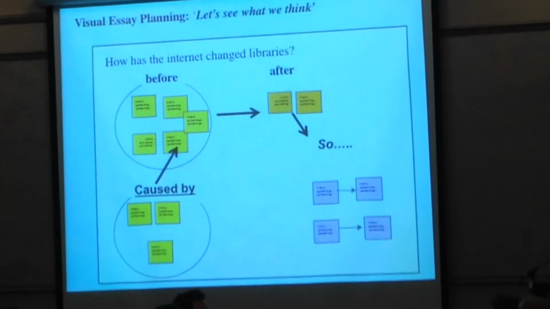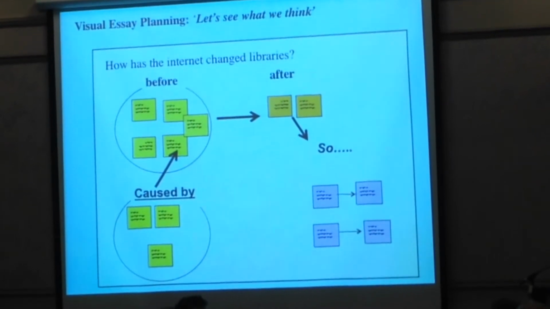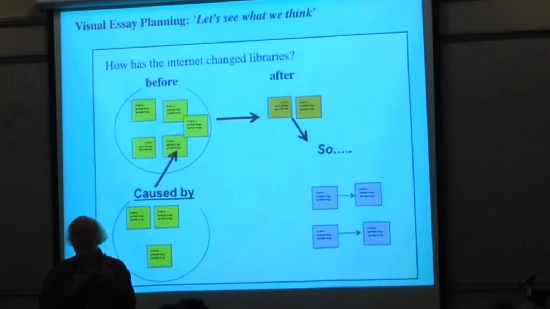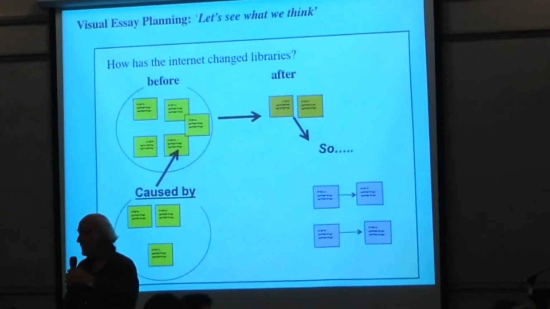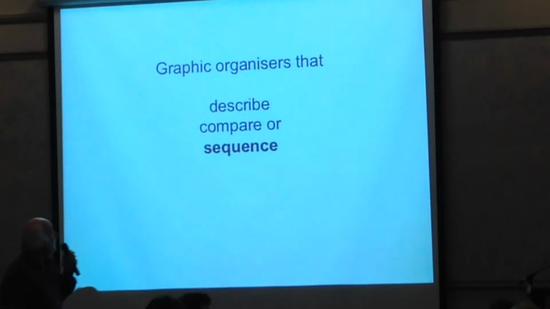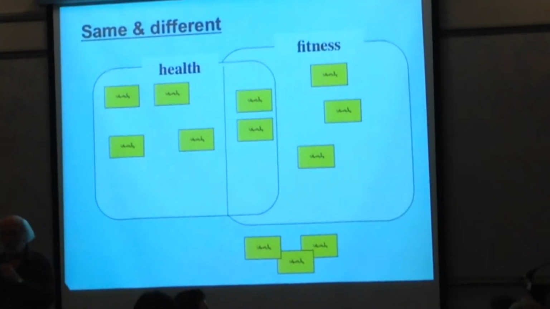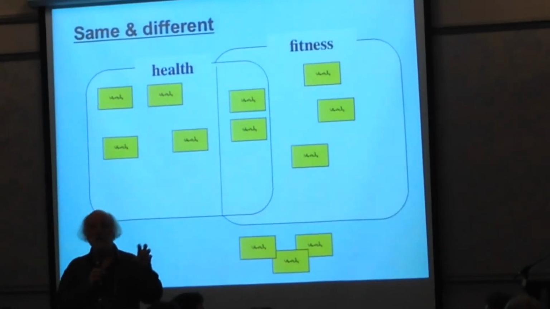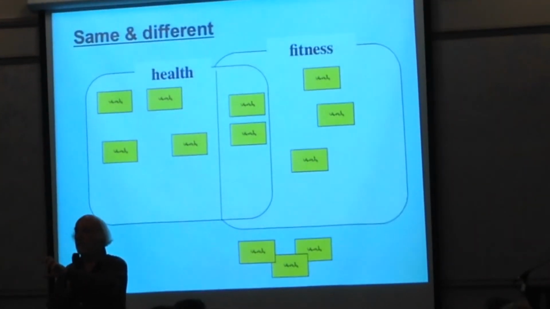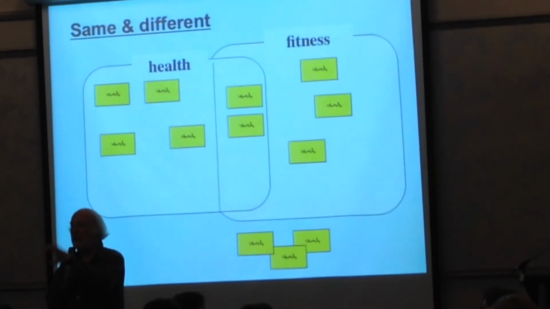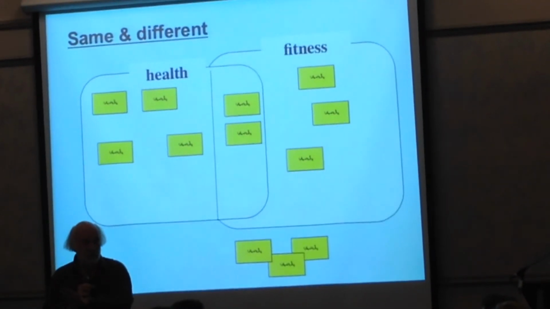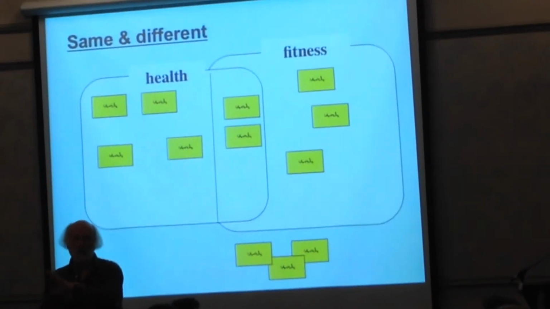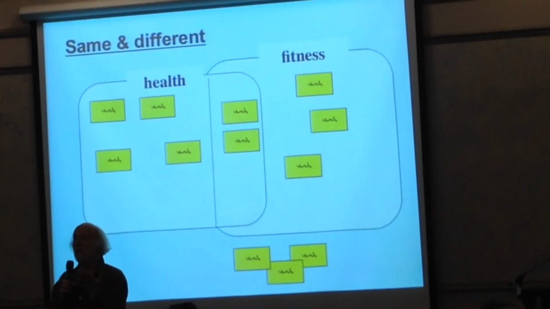But remember, the way to get the high performance from graphic organisers is, first of all, you probably need to teach your students how to make the more complicated ones. So, for example, this one's quite complicated. So why not get them to do a mind map for health, a mind map for fitness, and then do a same and different diagram for health and fitness. That will help them to conceptualise health and fitness separately before they put it together. Otherwise it's really quite hard.